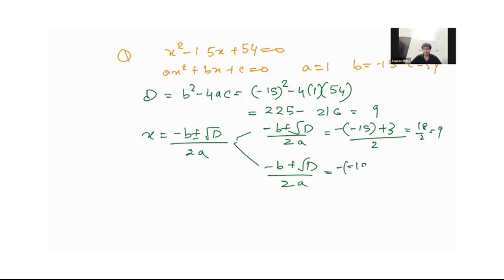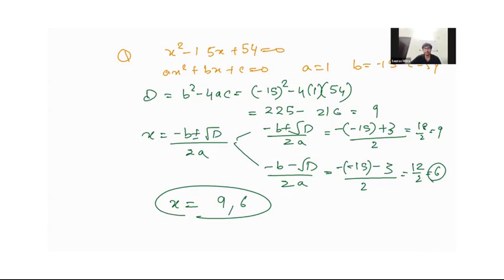This is minus of minus 15 plus root D. Root D is 9, so 3, by 2a, which is 2. Oh, one second, this will be for minus, and again, we are calculating for the minus one. So 15 minus 3 is 12 by 2. You will get the answer 6. So we get our x values as 9 and 6. So these are the roots or zeros of the given quadratic equation.